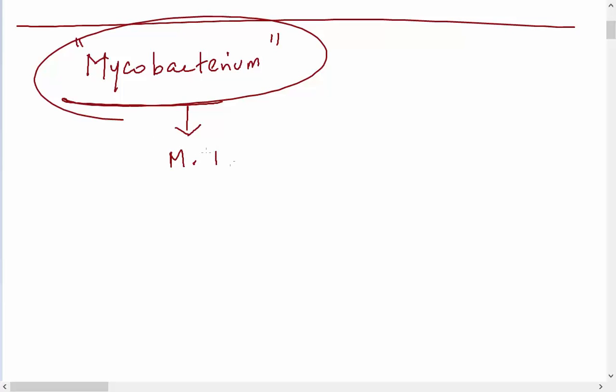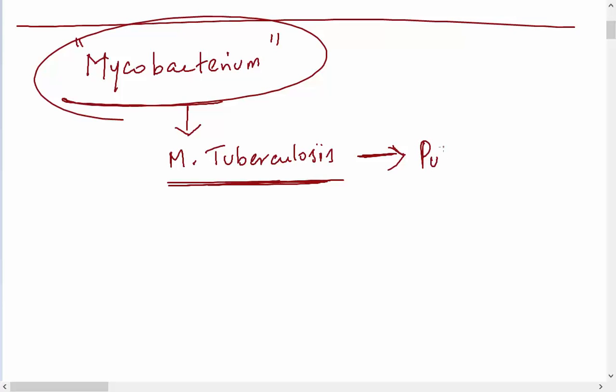Mycobacterium tuberculosis. There are different types of mycobacterium. One of the commonest is tuberculosis, which commonly infects the lung and produces pulmonary tuberculosis. Okay.